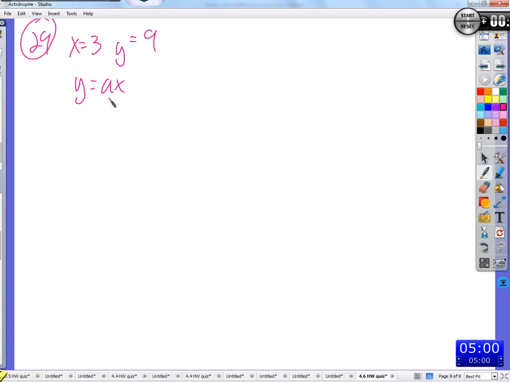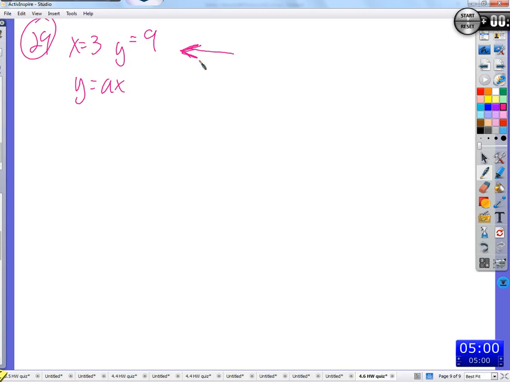What part of this equation are we missing? What part do we need to be able to plug in? A. We need to know what A is. They don't tell us what A is. They do tell us that y varies directly with x, and what else do they tell us? They tell us this, right there. That when x is 3, y is 9.